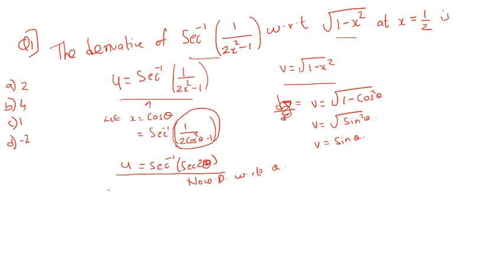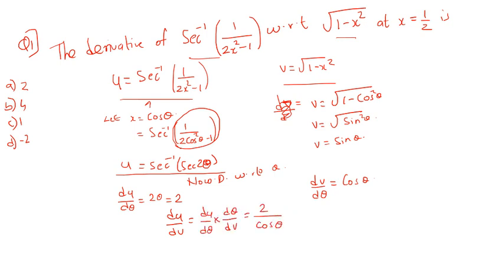So here this will be du by d theta, which is 2 theta differentiated, and finally I will get the answer as 2. Now I will differentiate v, dv by d theta, that is equal to cos theta. Now I want to find du by dv. This can be written as du by d theta into d theta by dv. So here it will be 2 divided by cos theta. Now here you have to be careful.